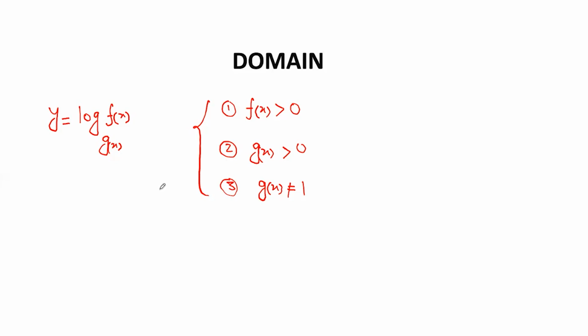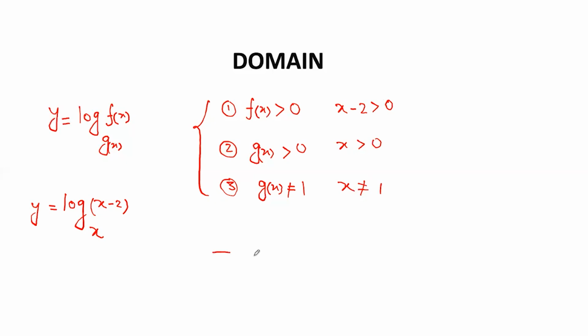So we have to apply these three conditions, and these three conditions must be satisfied simultaneously. What is the meaning of this simultaneously? See with the example. Let the function be y equals log of (x minus 2) base x. So according to the rule, first is x minus 2 greater than 0, second is x greater than 0, and third is x not equal to 1.